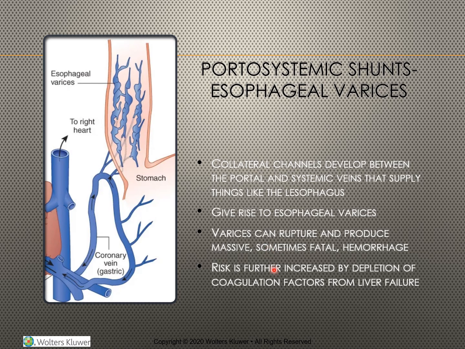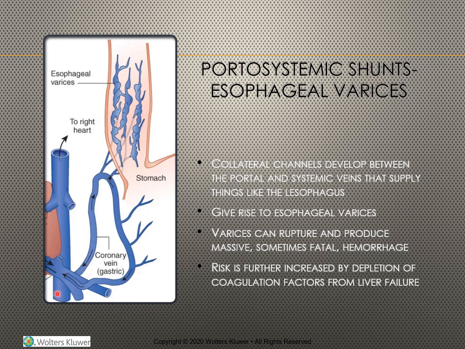And another potential complication of portal hypertension is the development of portosystemic shunts. And portosystemic shunts can lead to something called esophageal varices. And so again, these are like little collateral channels. These are new blood vessels that are formed in response to all of this elevation in pressure. And they usually develop between the portal vein and other systemic veins that supply blood to things like the esophagus. Okay. And this gives rise to something called esophageal varices. So you can see that here.